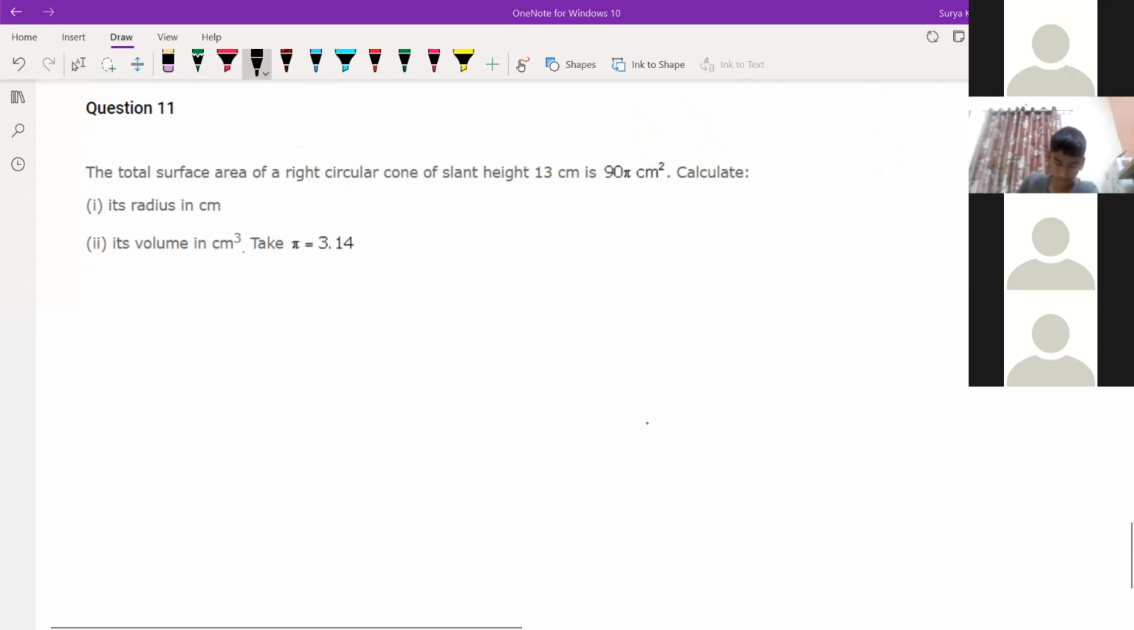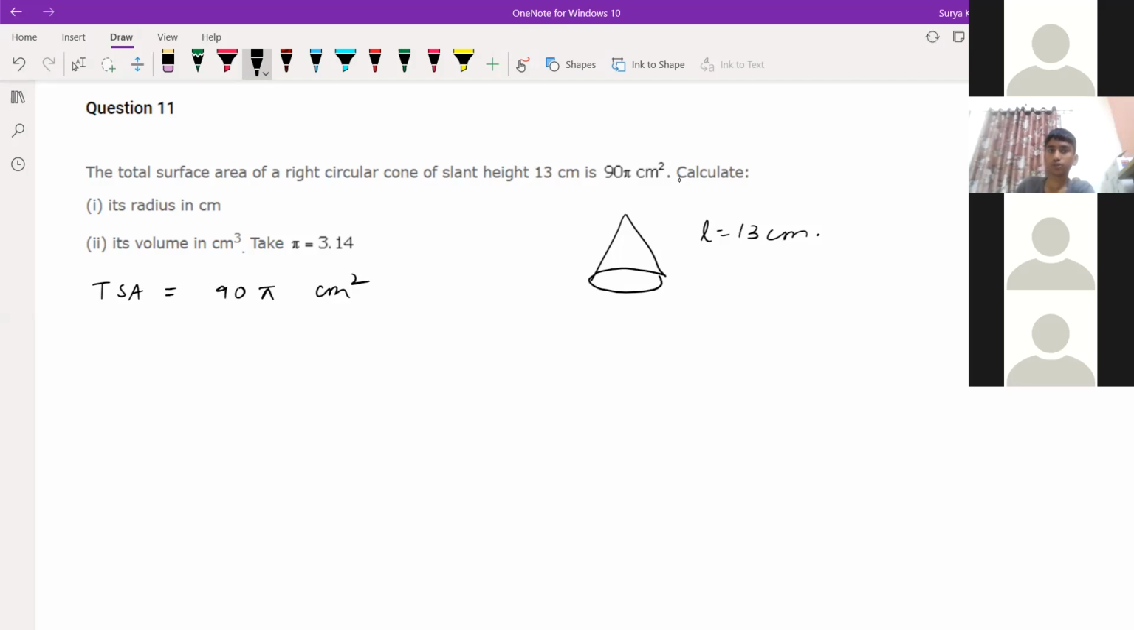Total surface area of a right circular cone with slant height. So this is your cone in which you have L equal to 13 centimeter and the total surface area is given as 90 pi centimeter square. So the TSA formula is pi R L plus pi R square, that is pi R into (L plus R). Pi R into (L plus R) is equal to 90 pi.